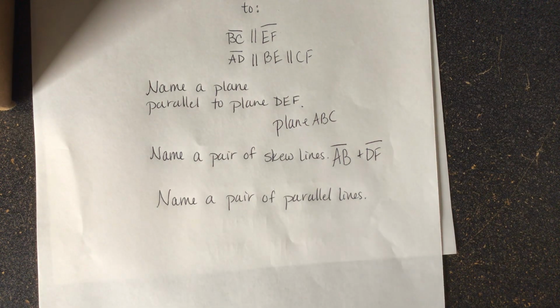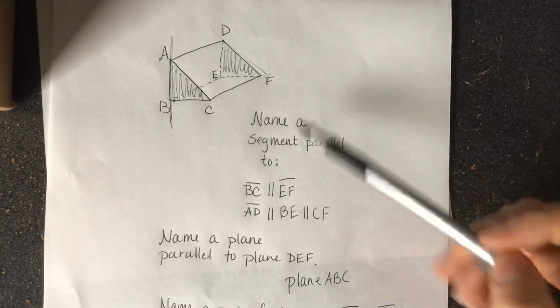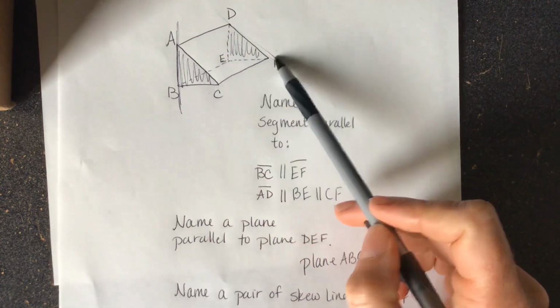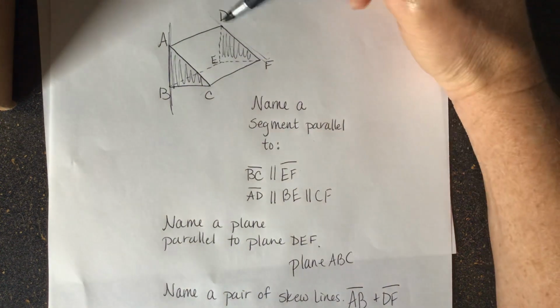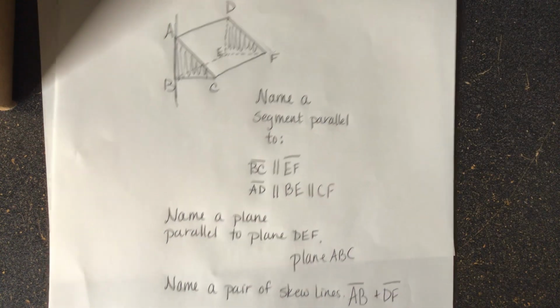Name a pair of parallel lines. Okay, so let's see. I had them up here, right? A segment parallel to. It's going to be the same thing. AD, CF, that'd be a pair. Also with BE, I could choose AC and DF. I could choose AB and DE. There's a whole bunch here. I'm going to choose AB and DE.